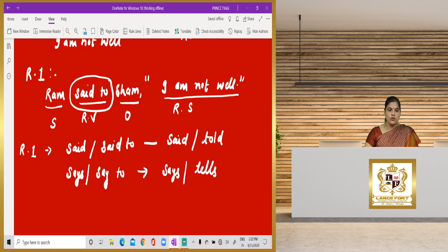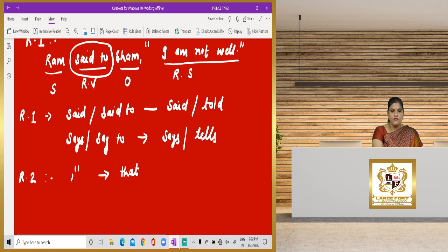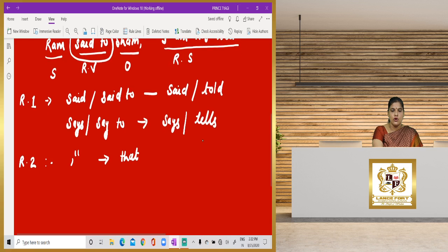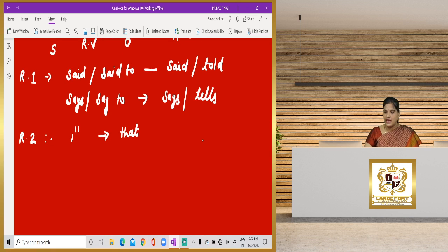Okay. Now rule number 2. Rule number 2 is: comma, inverted comma, change into that. So the first rule I have told you: if it is said or said to, it will be changed into said or told. If your reporting verb is says or say to, then it will be changed into says or tells. And rule number 2: where there is an inverted comma, it will be changed into that.